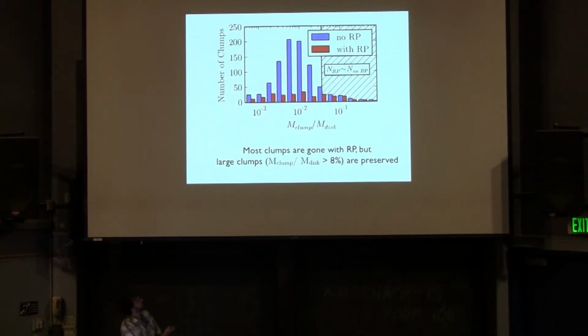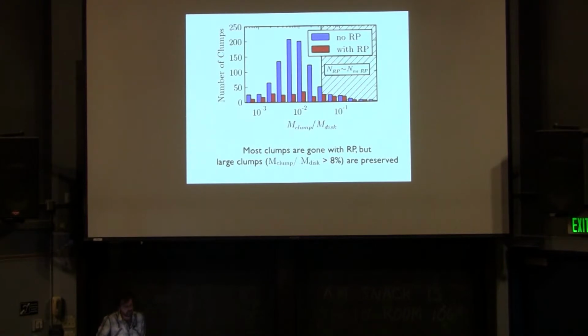But what's interesting is that once you get to about 8% of the disk mass, these clumps are preserved. So the clump counts are equal here. While most clumps below that mass are gone in the radiation pressure simulations, most of them are maintaining their clump counts above around the 8% cutoff. So there's a big difference between small clumps and big clumps.